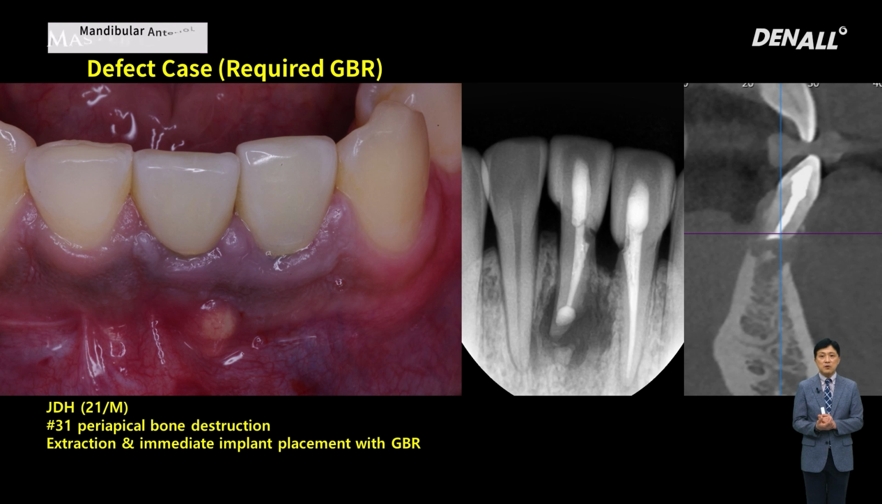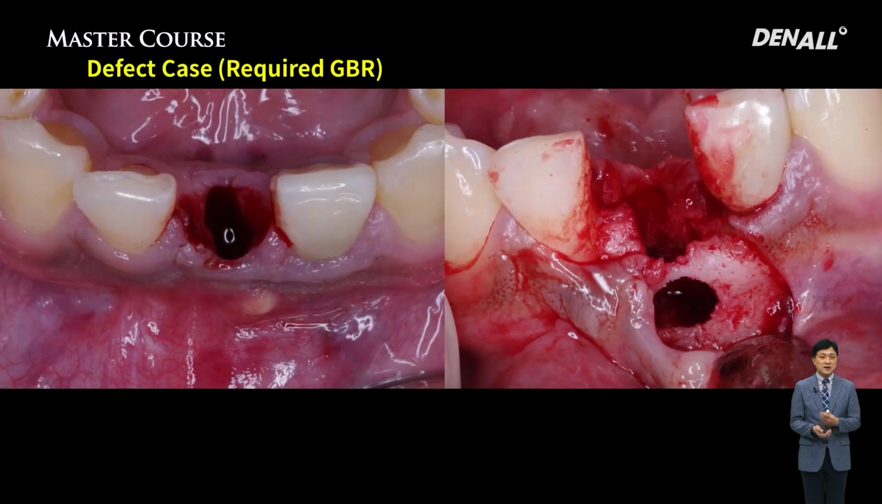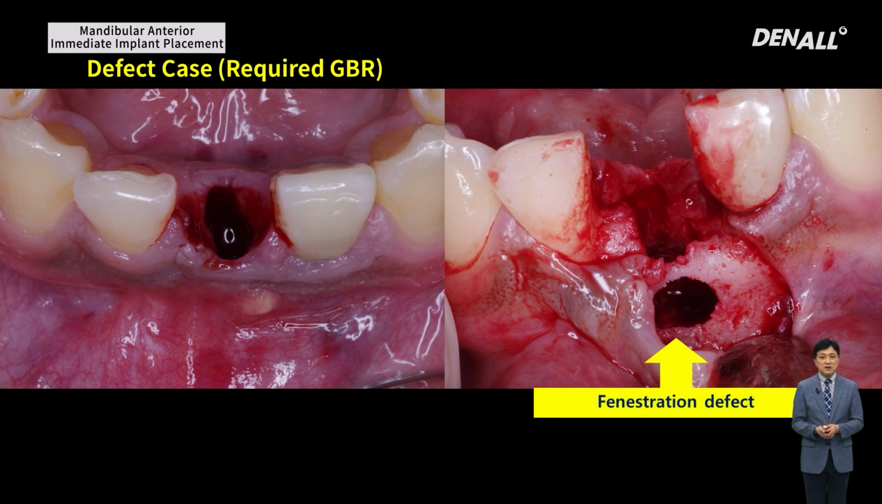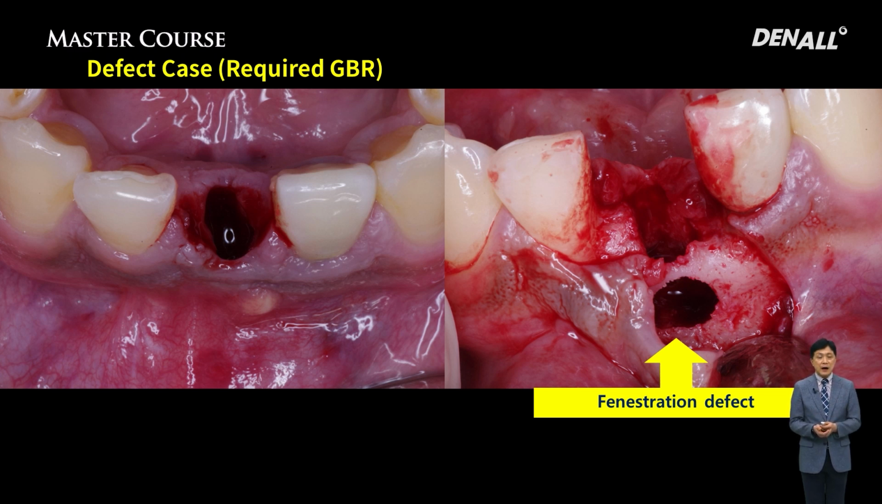On the CT, below the apex, there is bone loss, and labial bone loss is quite progressed. If you look at the intraoral photo, pus pocket or gumboil is observed. It is extracted, and a flap is raised. Fenestration defect is observed. Buccolingual width in this patient is okay.